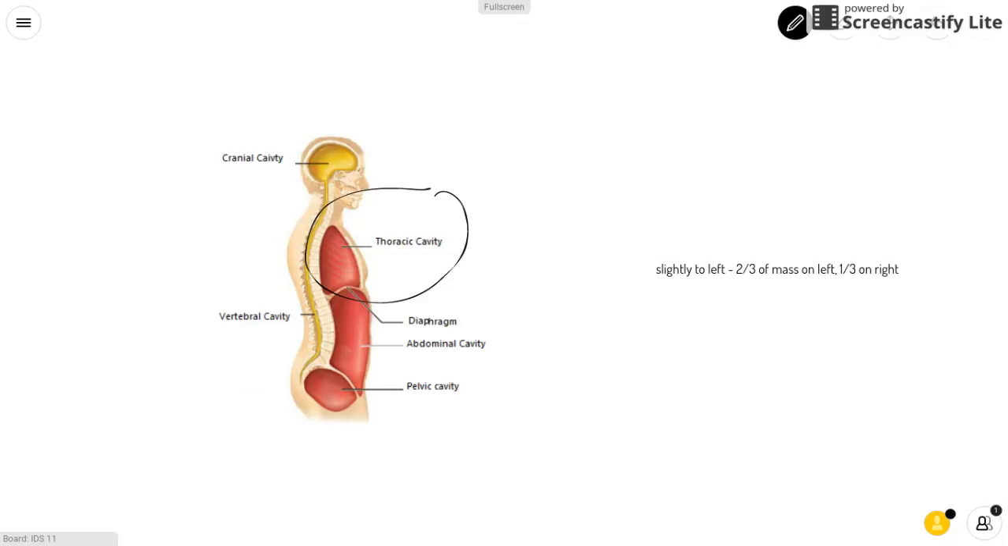This organ beats about 100,000 times a day, so it works very hard. It also points slightly to the left, so 2/3 of the mass is on the left and 1/3 is on the right. This is because the left side of the heart pumps blood to the entire body while the right side only pumps to the lungs. So the left side needs a larger muscle to do its job.